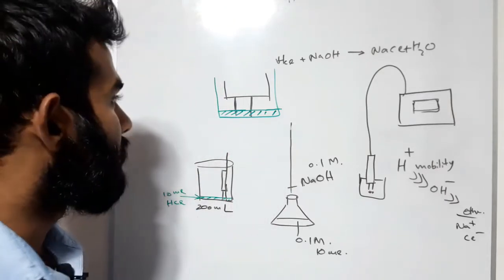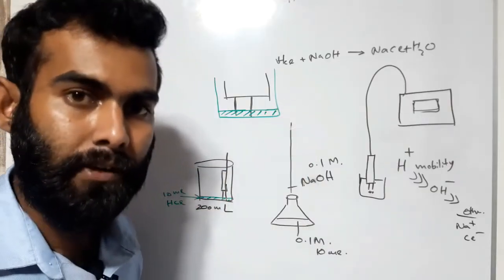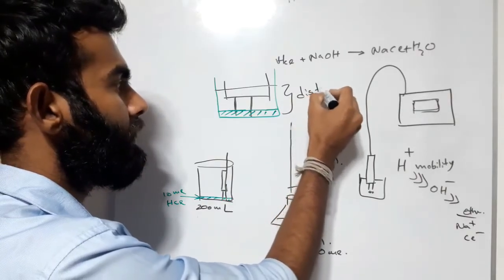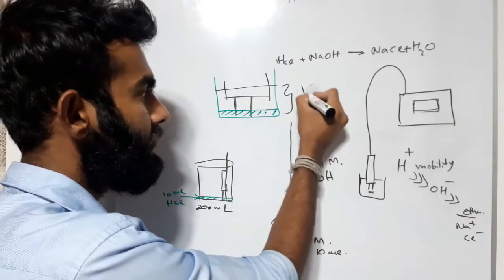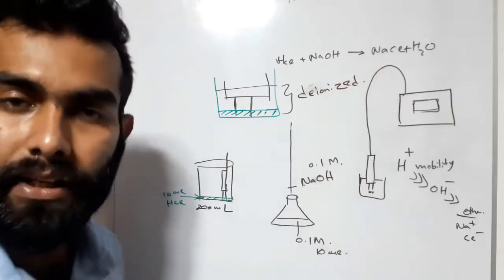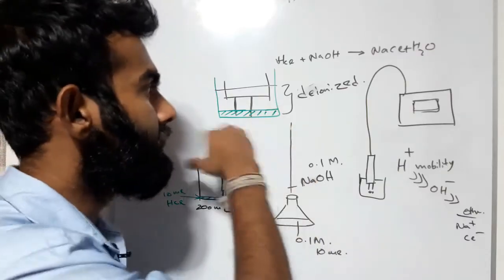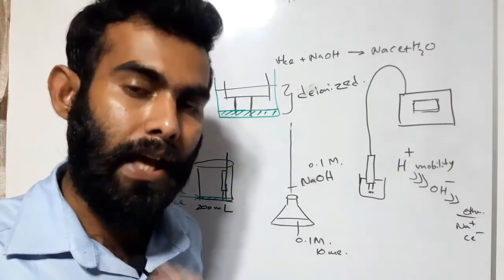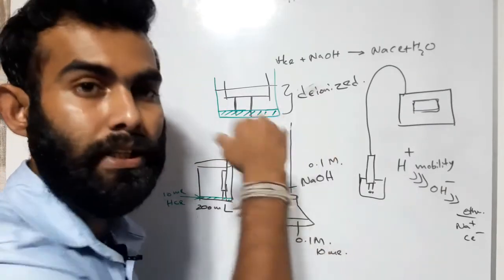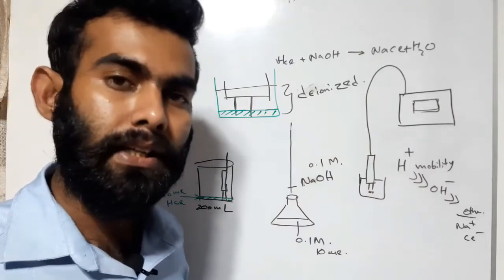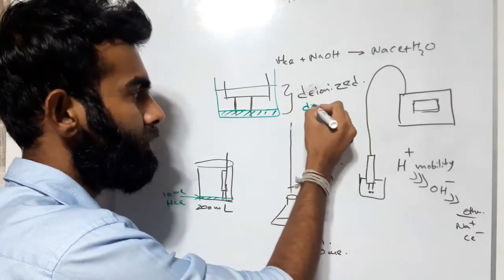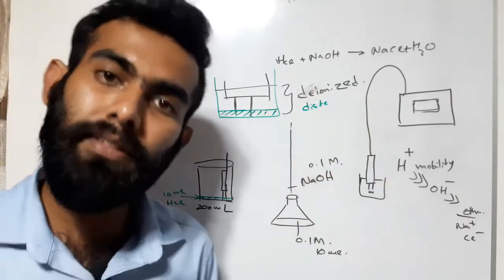To reduce that error, we will add a sufficient amount of distilled water. Actually, the correct procedure is to use deionized water. Deionized means there are no ions in this water, so we can neglect the conductance of water. However, in our lab we use distilled water, and we assume the conductance of distilled water is 0.